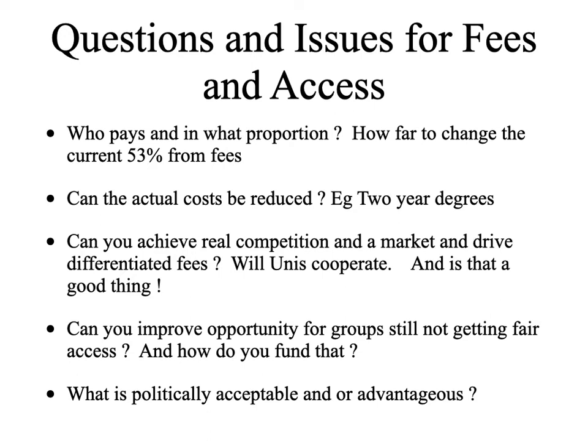Can you reduce the costs of a university degree? There's been a lot of talk, for example, of moving to 2-year degrees in some places and for some subjects. Can you achieve real competition in a market and drive differentiated fees? Will the universities cooperate? And actually, is that a good thing? Do you want universities competing for students not just on quality or range of courses, but actually on how much it will cost them? What about groups, individuals who are still not getting fair access or enough access to university courses? What would be your priorities in that?